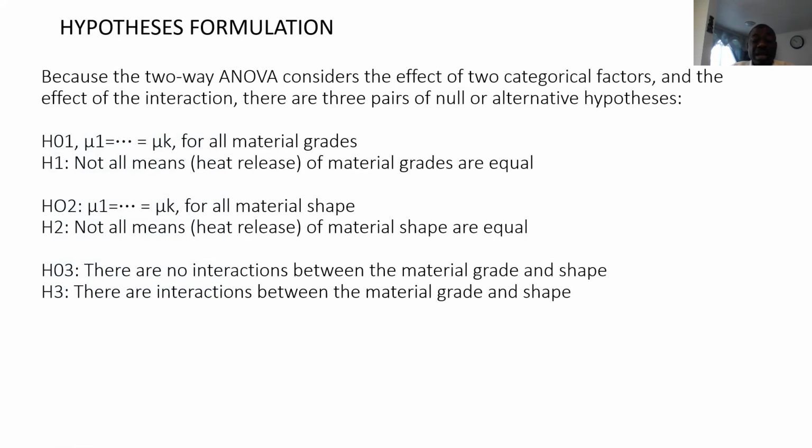So the hypothesis formulation, as you can see, 3 factors, we will have 3 pairs of hypotheses. The first one will be for the material grade. There are no differences in the mean in terms of the heat release. And then the alternative will be all the means are different. This is related to the grade. The second hypothesis, which is similar to this one, should be placed on the shape, equality of means. And then the alternative will be not identical. And the last one will be on the interactions. I will say there are no interactions between the material and the shape. And the alternative, there are interactions.